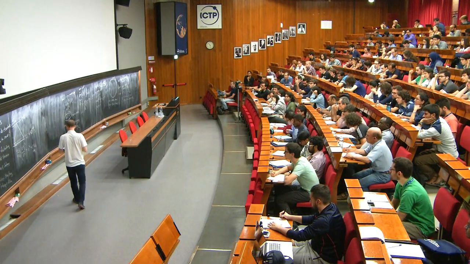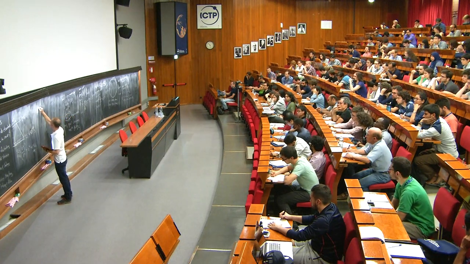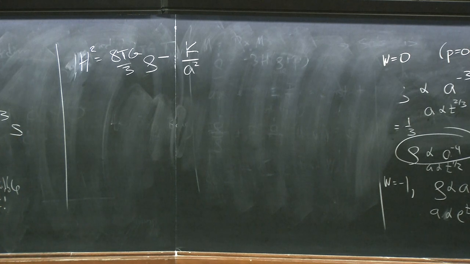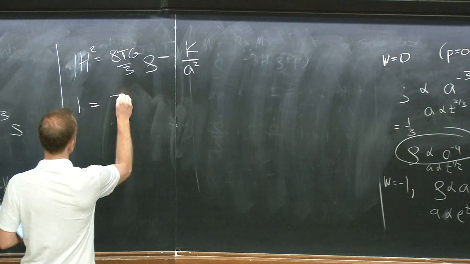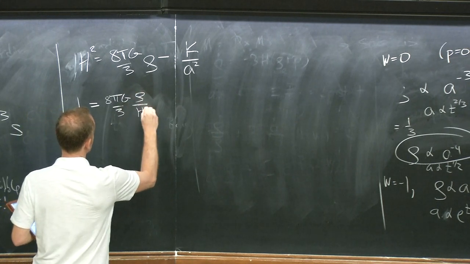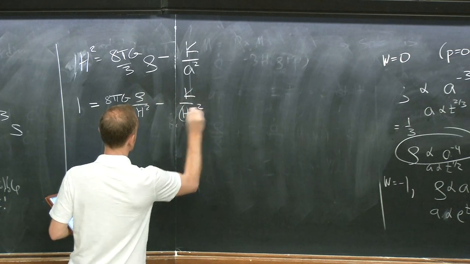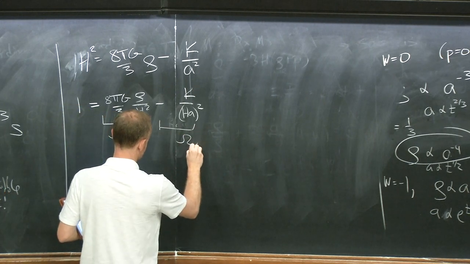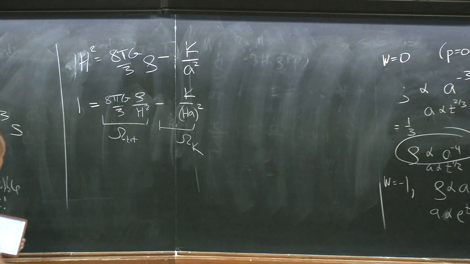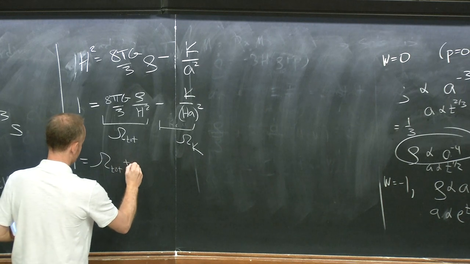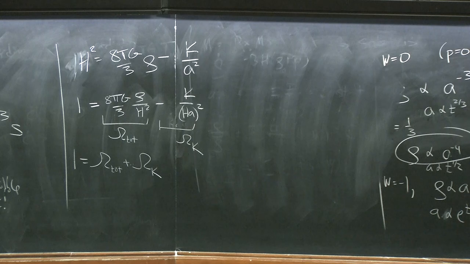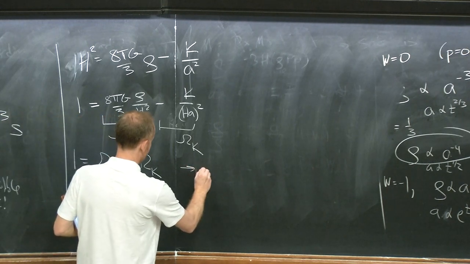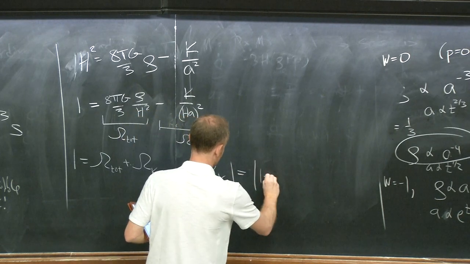Okay, let's talk about the flatness problem. Let me put the curvature term back in. So we have H squared, and now it's convenient to take this equation and divide both sides by H squared. Like that. This is called omega total, and this is called omega k. So we have 1 equals omega total plus omega k. Note that omega k is negative when k is positive. That's some annoying convention. But anyway, the absolute value of omega k is 1 minus omega total.